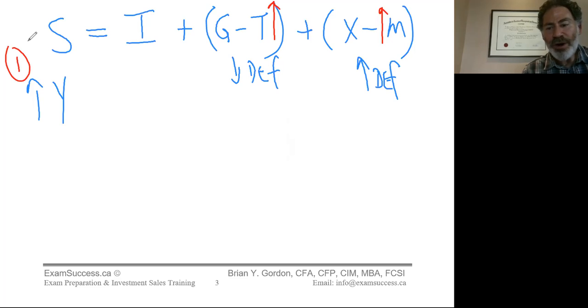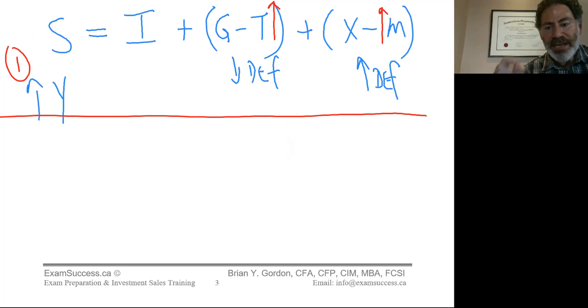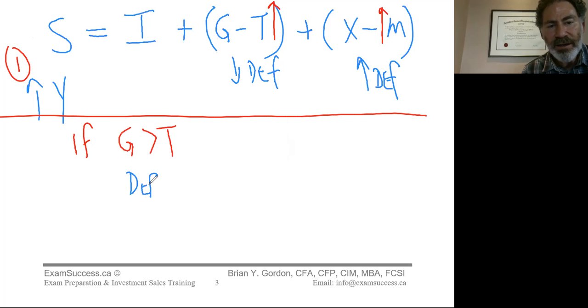The other kind of trivial point that could fit in here is thinking about what happens if G is greater than T. First of all, what does this mean? G is greater than T means that we have a deficit. This is a fiscal deficit. The government is spending more than it's bringing in tax revenue.